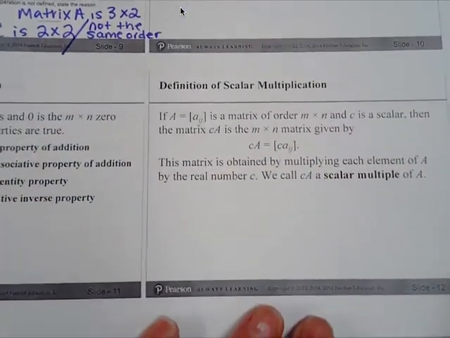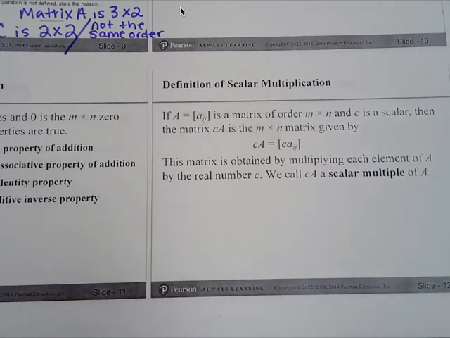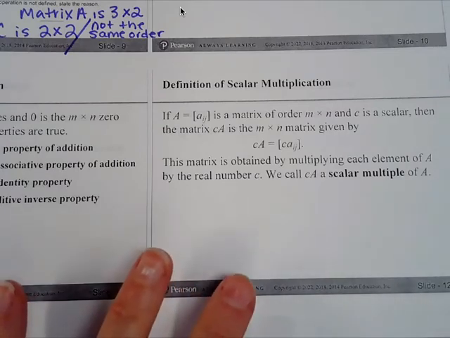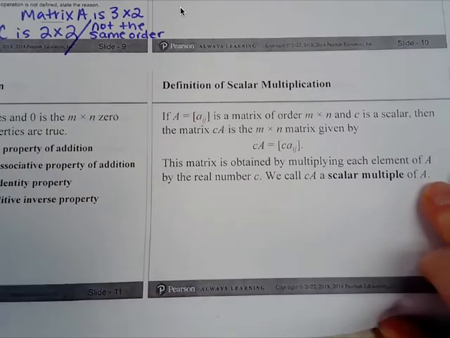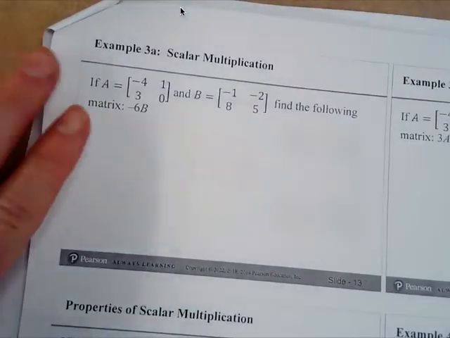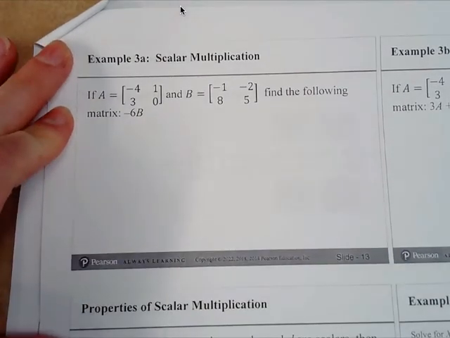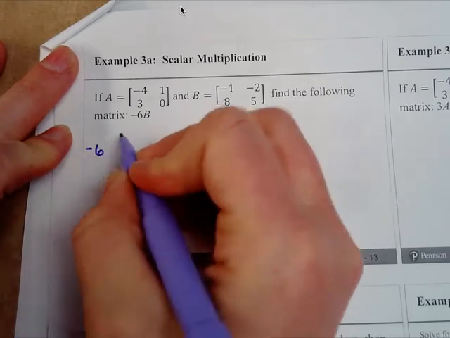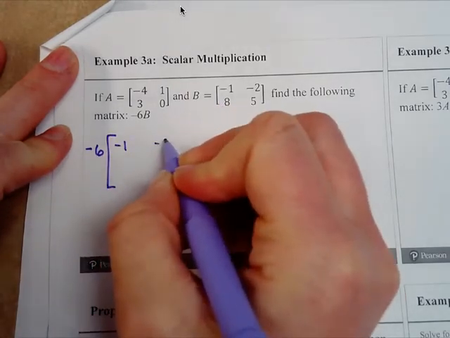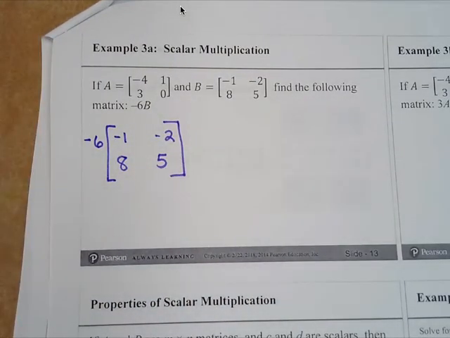Scalar multiplication. So if you have a matrix, you can multiply every entry by the same number, which we call that number just a scalar multiple. And we can get a new matrix. So you'll multiply each element by that value. So our first example of scalar multiplication is -6 times b. So we have -6 times the matrix -1, -2, 8, 5. Just multiply everything by 6.